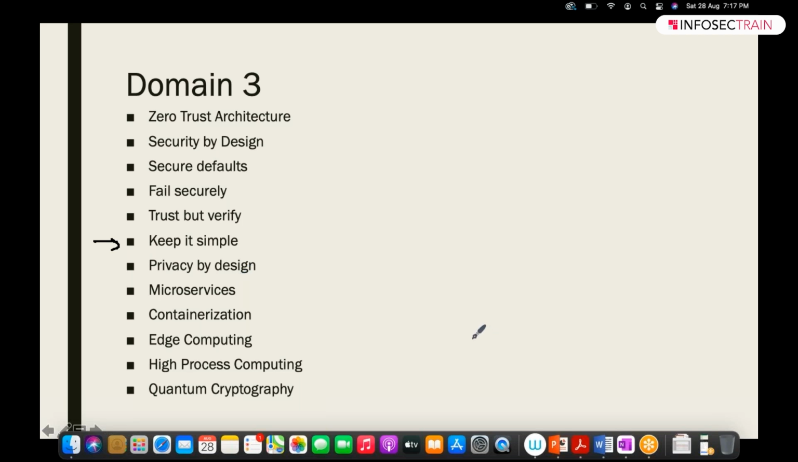Microservices. Microservices has been in the buzz for quite some time now, and ISC Square understood its significance and wanted to let the candidate be tested on this concept. It's an interesting concept. From an architecture perspective, it is very important.